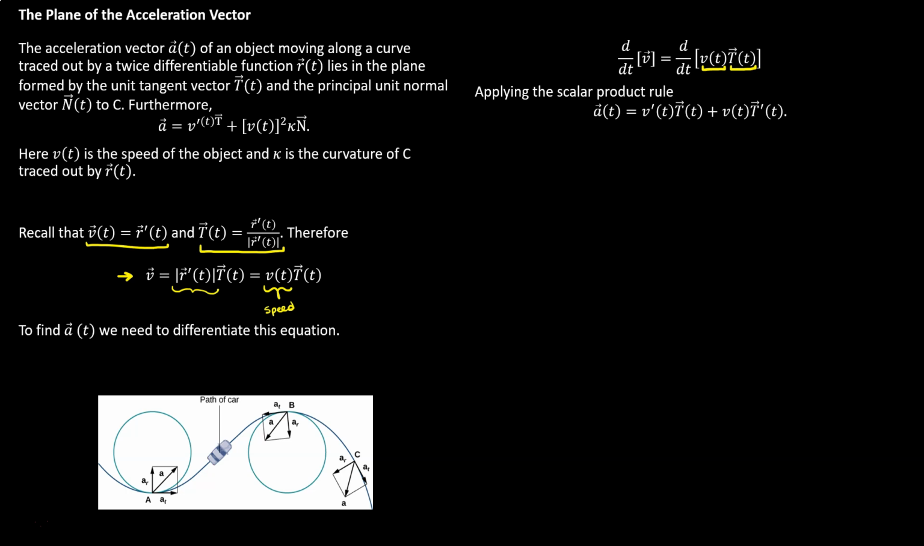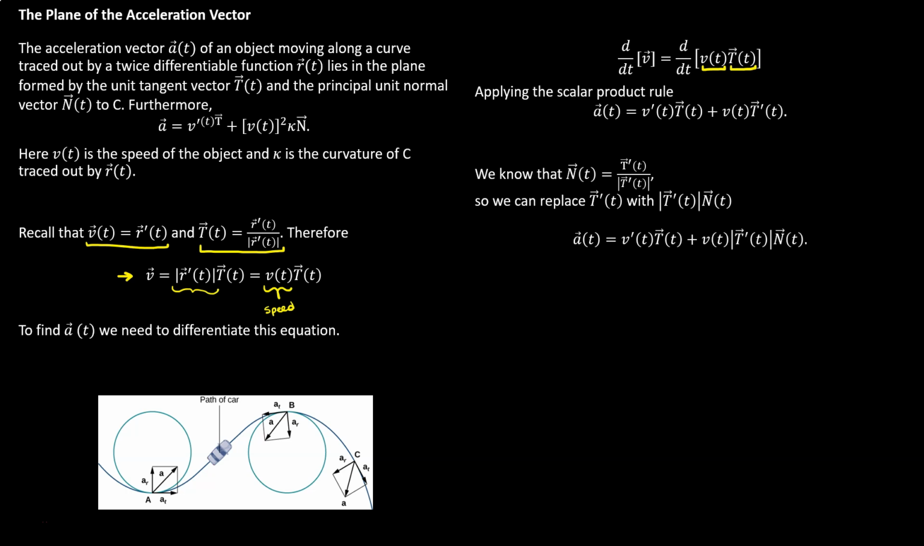But there's a few substitutions that we can make to make this easier on us to use multiple times. So we know that the principal unit normal is just the first derivative of the unit tangent and then normalized. So that means we can replace the unit tangent derivative with the magnitude of the unit tangent derivative times the principal unit normal. So we're going to take this t prime out and replace it with the magnitude of t prime times the principal unit normal.